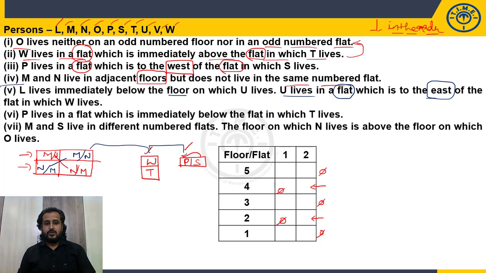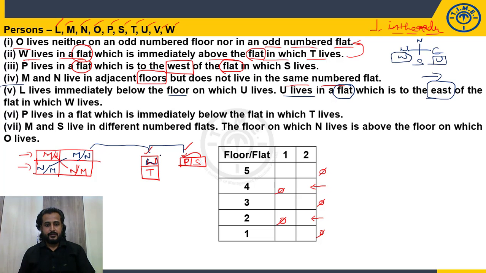What is given? U lives in a flat which is to the east of the flat in which W lives. So there we have got some link. W is already here. Now with respect to W, east means this side on a paper it is east, west, north, south. So what is given? U lives in a flat which is east of W. So U is in east and W is in west.